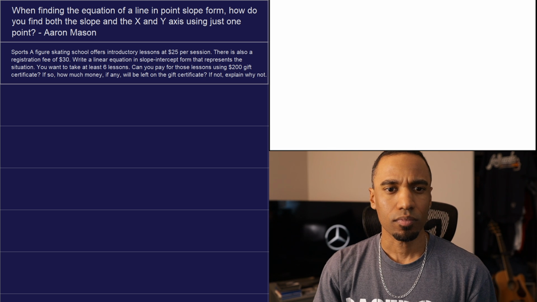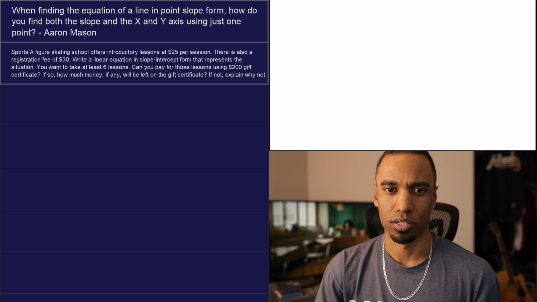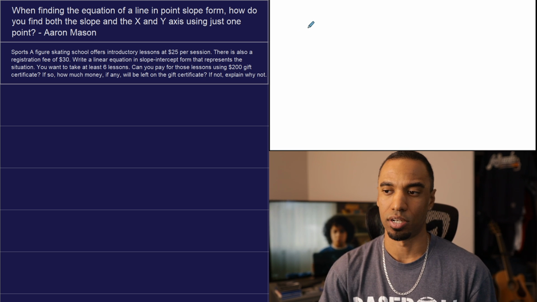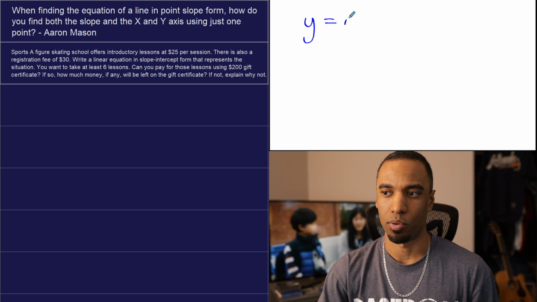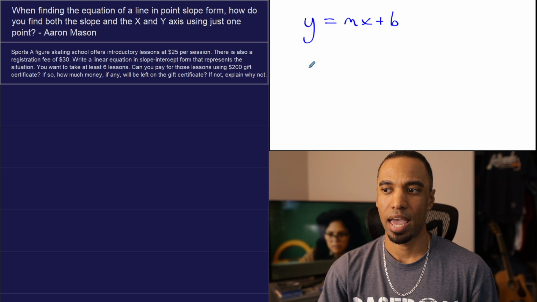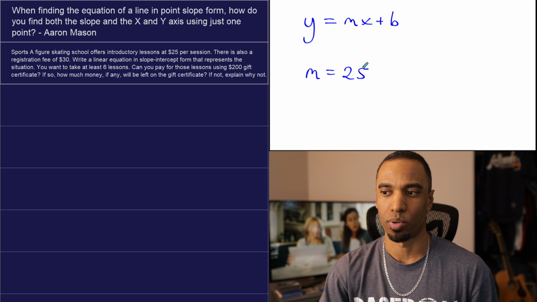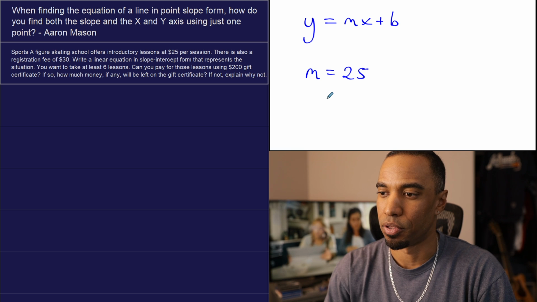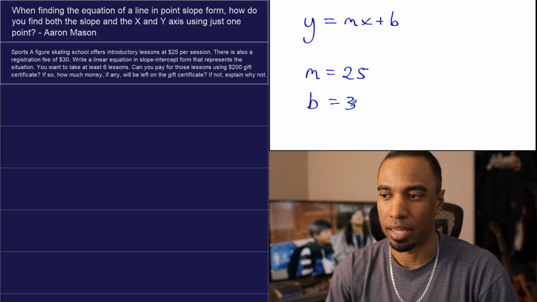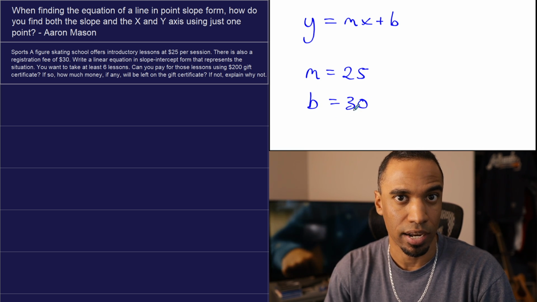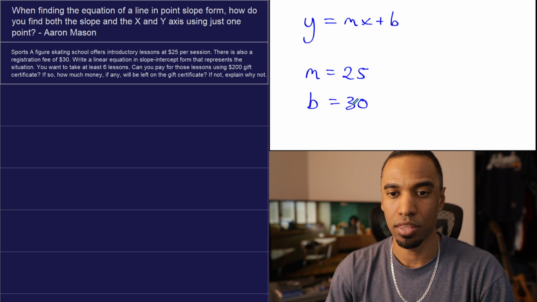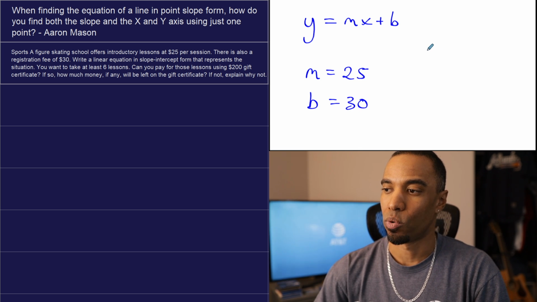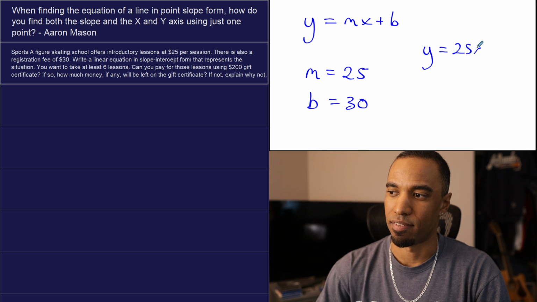So here we go. A figure skating school offers introductory lessons at $25 per session. So that's kind of your rate, $25 for every session. So this is going to be a y equals mx plus b thing. My m in this case is 25, talking about $25 per session. There's also a registration fee of $30. That means that's kind of my y-intercept there. If I don't take any sessions and I sign up, I'm still paying the $30. And the 30 doesn't change no matter how many sessions I take. So my equation is going to be y equals 25x plus 30.